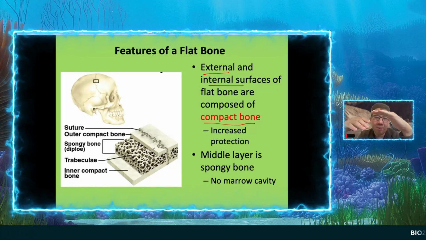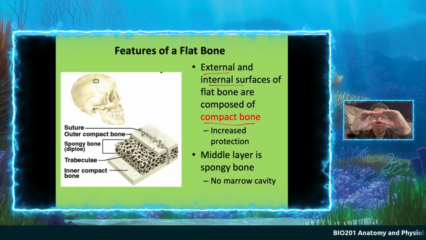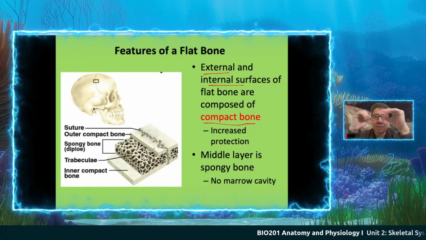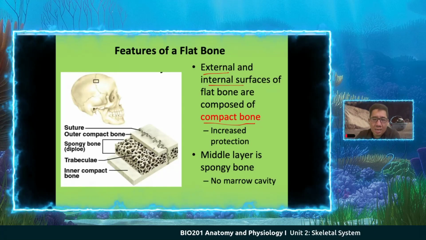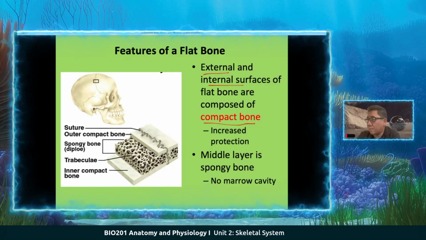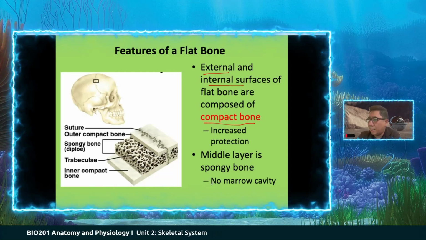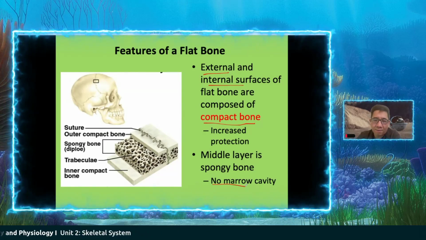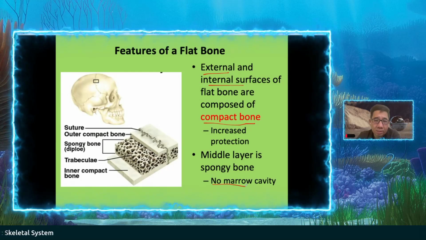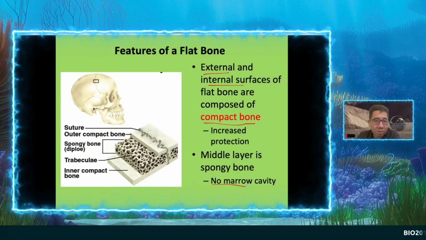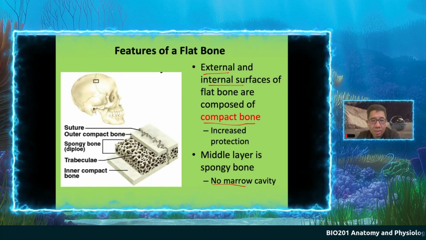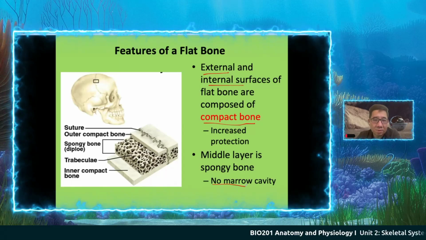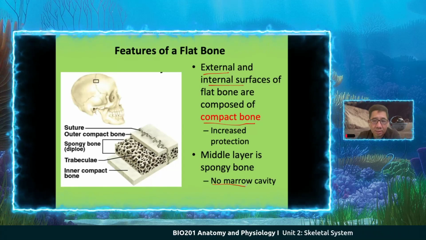You have compact bone on the top, compact bone on the bottom, and you have a spongy goodness in the middle. Okay, and this spongy bone is in the middle right here. The key thing is there's no marrow cavity, meaning that there's not a lot of bone marrow in your flat bone at all. You cannot find your bone marrow in there.